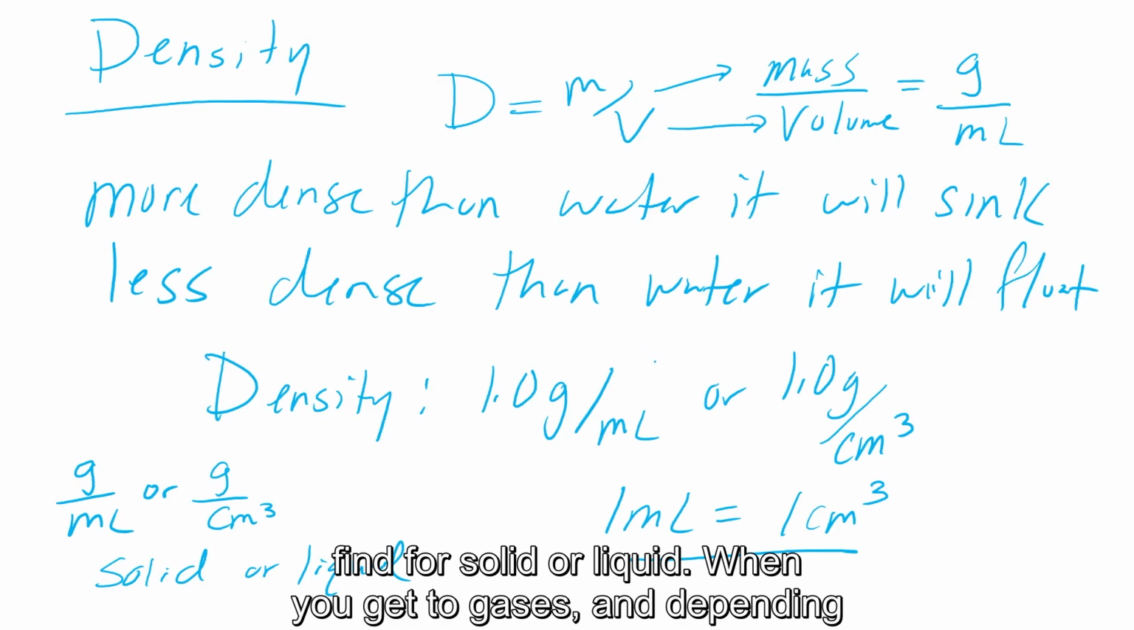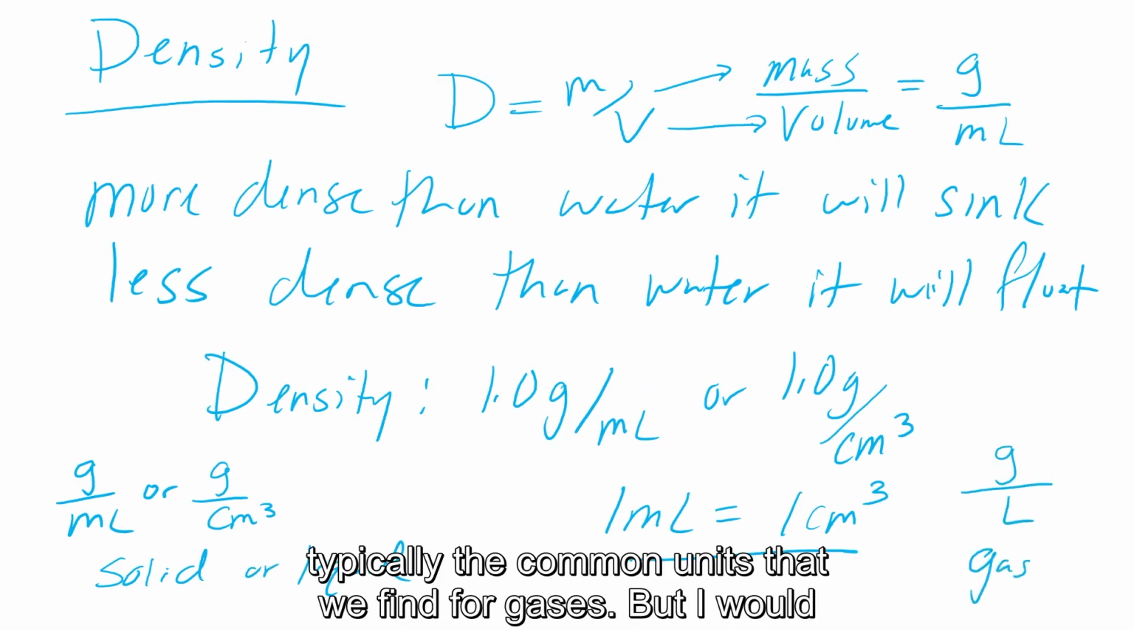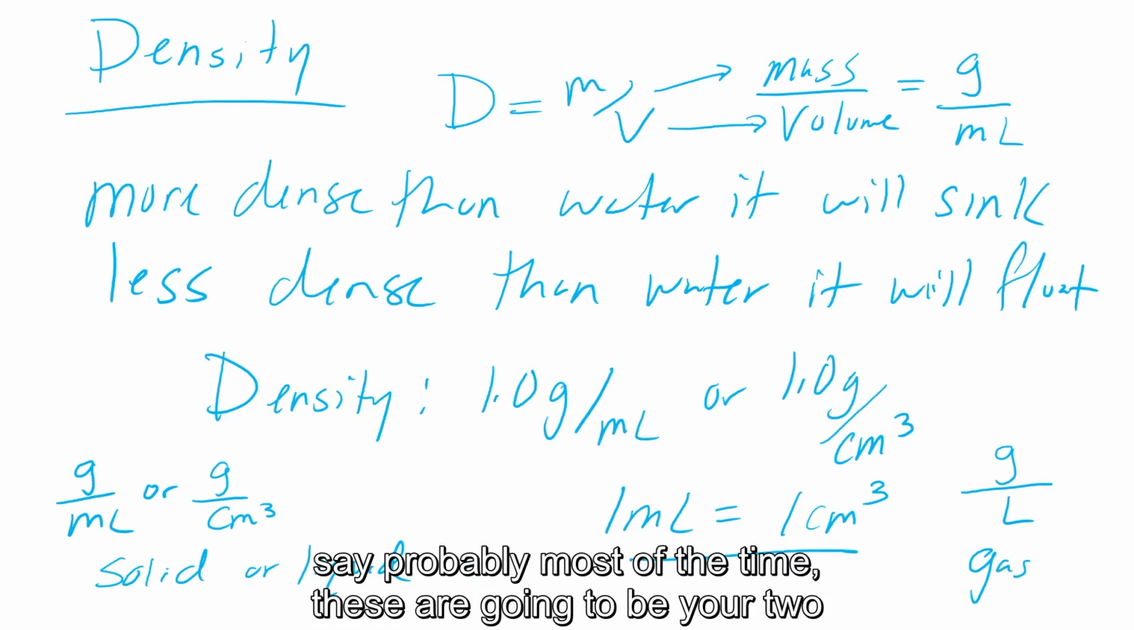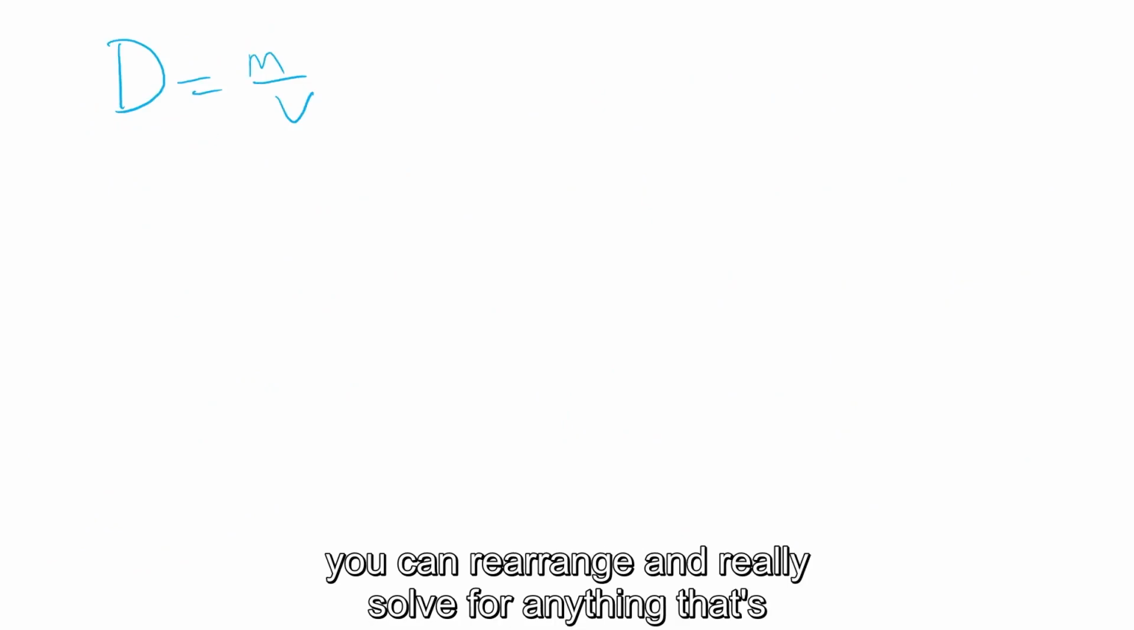When you get to gases, and depending on what chemistry class you're in, grams per liter are typically the common units that we find for gases. But I would say probably most of the time, these are going to be your two basic units for density. So you should think of density, D equals M divided by V, as a formula that you can rearrange and solve for anything that's present.